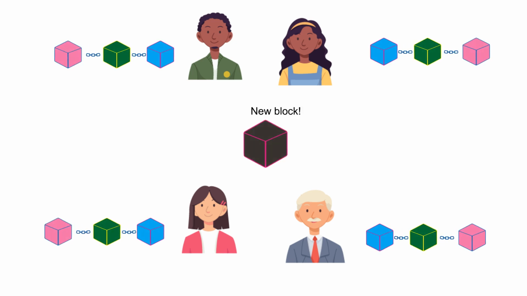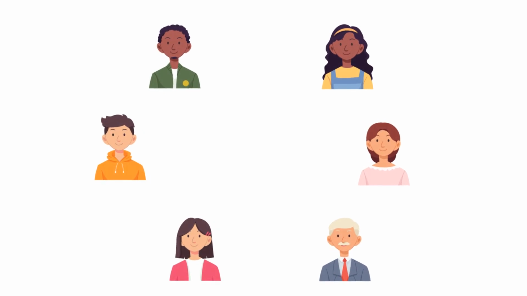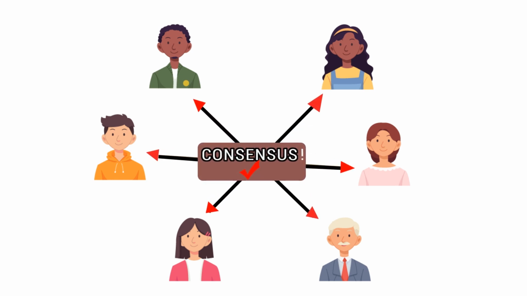Now, let's see what happens when someone creates a new block. This new block is sent to everyone on the network. Each node then verifies the block to ensure that it has not been tampered with. If all goes well, each node adds this block to its own blockchain. All nodes in this network have reached consensus. They agree on which blocks are valid and which are not. The blocks that have been tampered with will be rejected by the other nodes in the network.